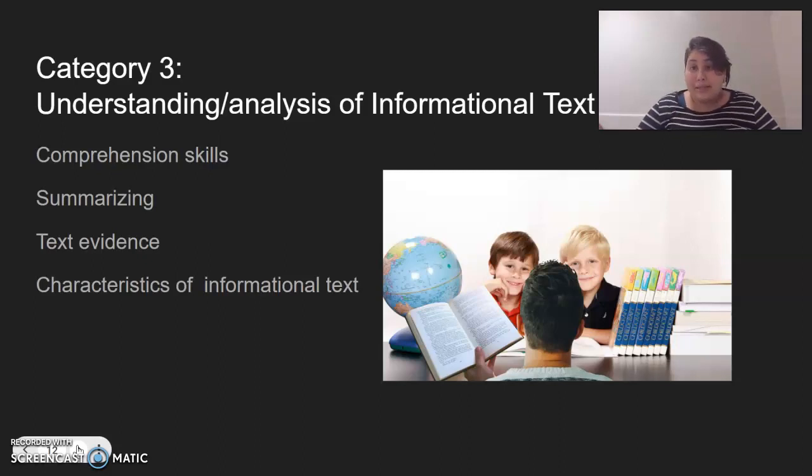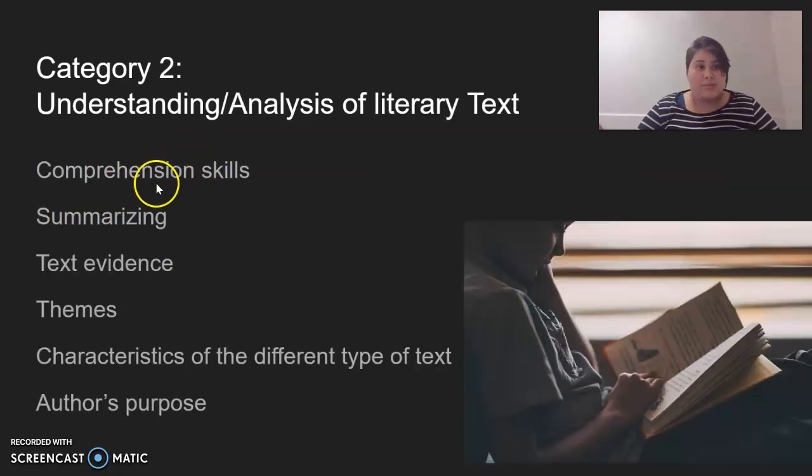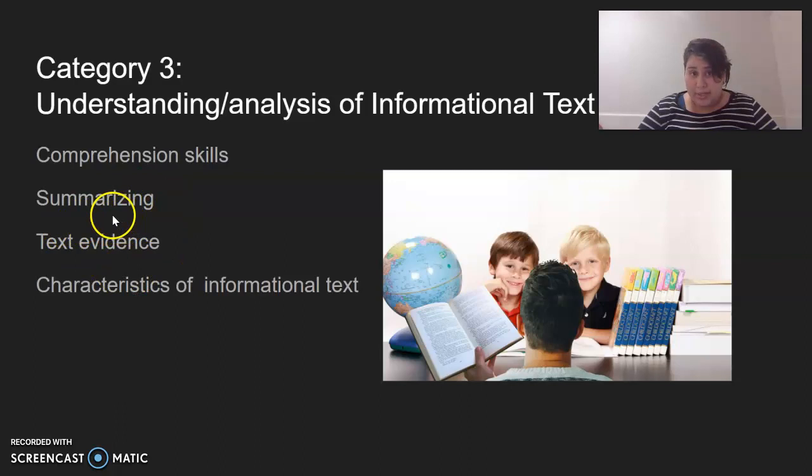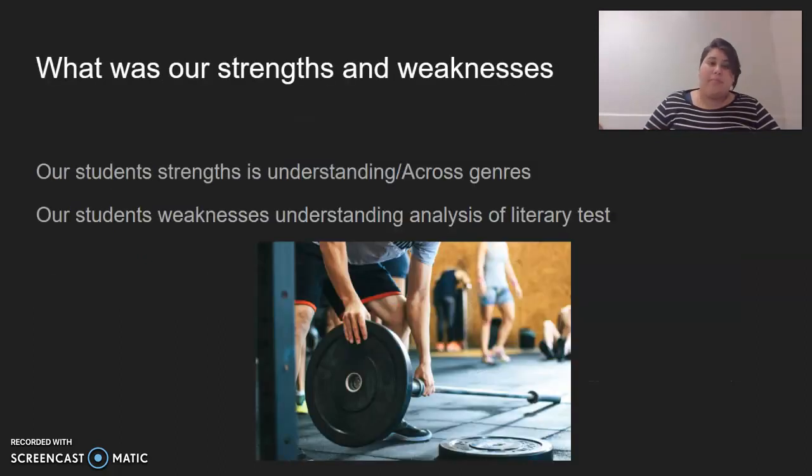The things that they're specifically testing your students on is, can they comprehend informational text? Can they summarize informational text? Can they find text evidence of informational text? And can they give you the characteristics of the informational text? So being able to say this is an argumentative essay because of blank, this is expository because of blank.